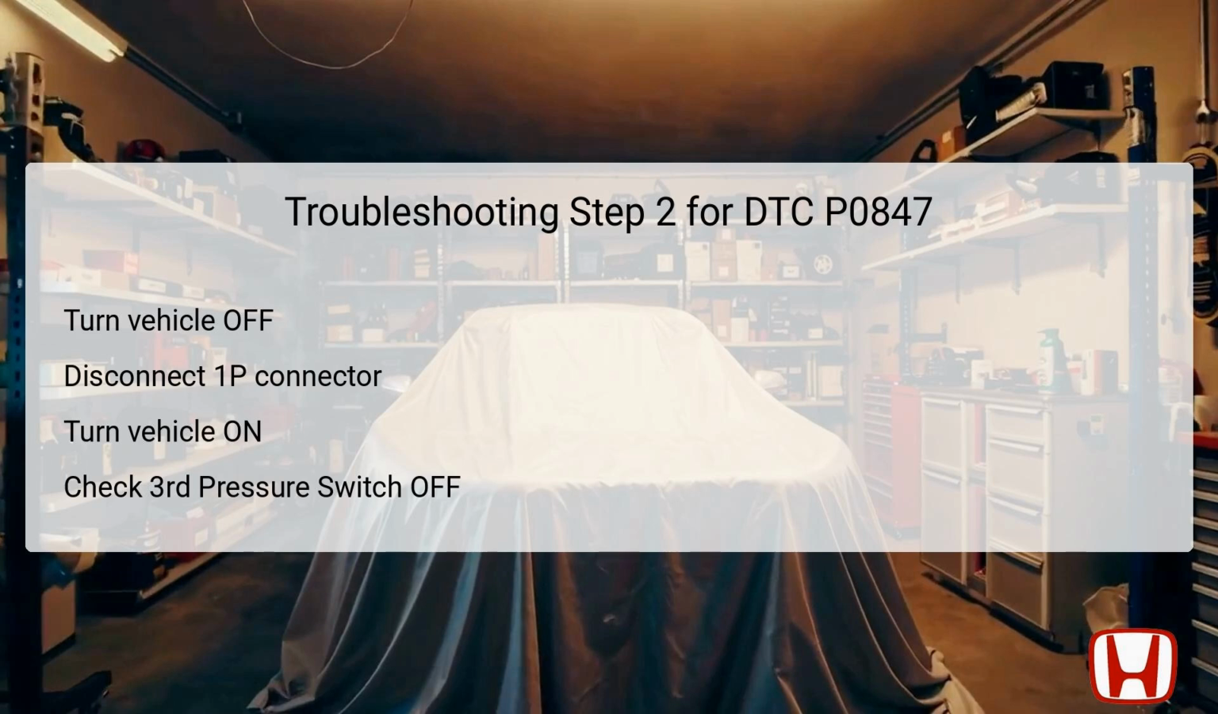With the connector disconnected, turn the vehicle back to the on position. This state allows parameters of the third pressure switch to be monitored via the HDS. At this point, the HDS should report the status of the pressure switch as off since the circuit is broken.